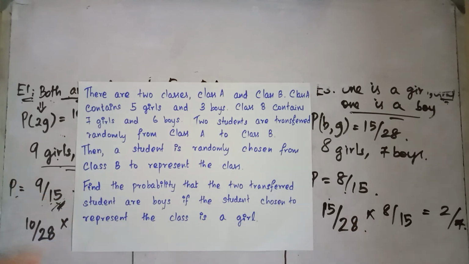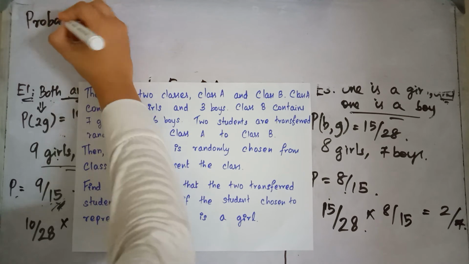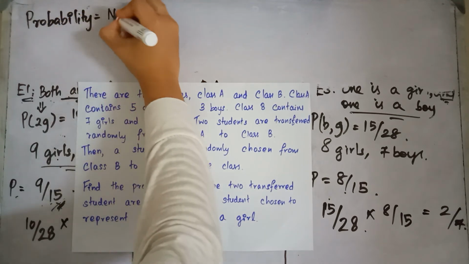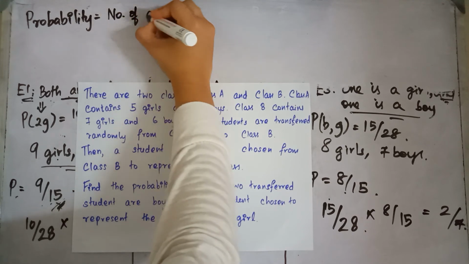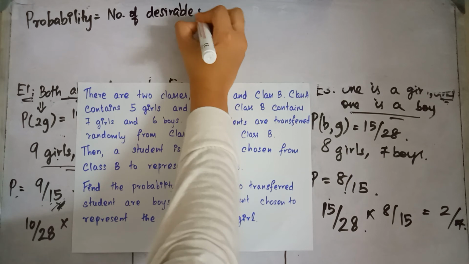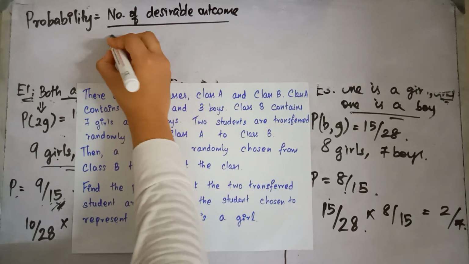Find the probability that the 2 transferred students are boys if the student chosen to represent the class is a girl. What's the basic formula of probability? It is the number of desirable outcomes, or favorable outcomes, by the total number of outcomes.